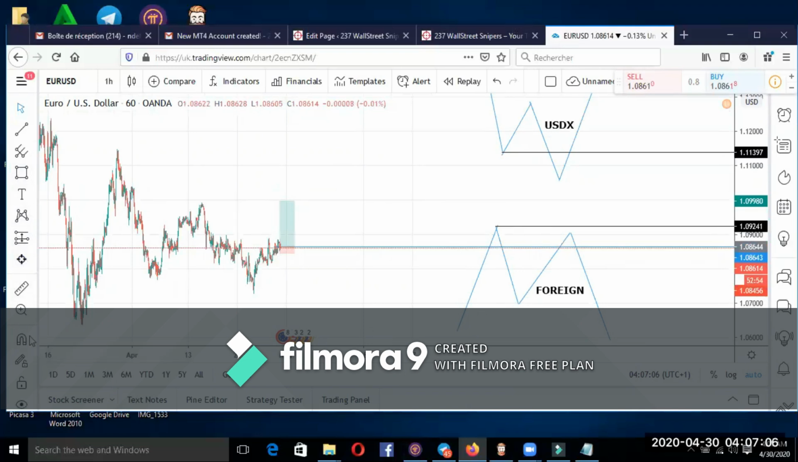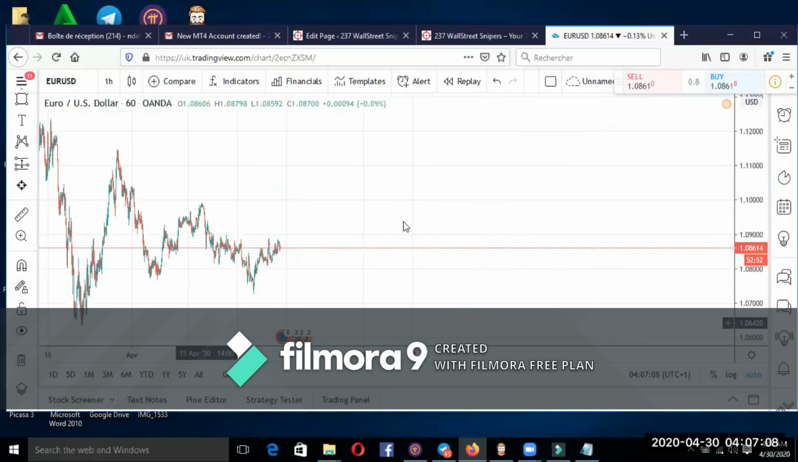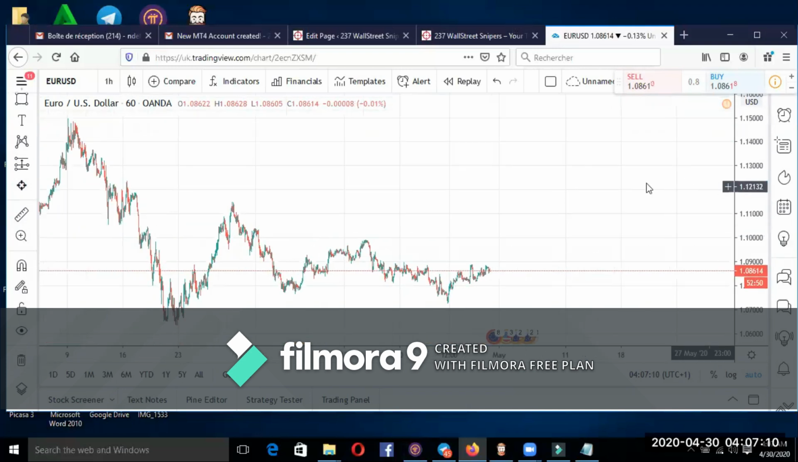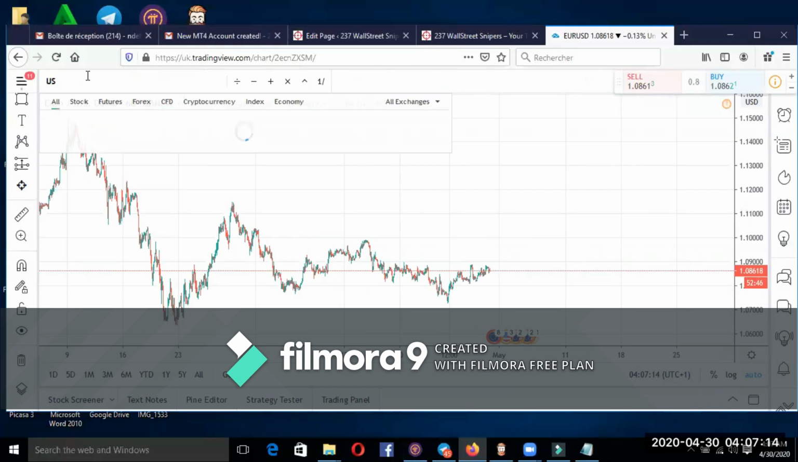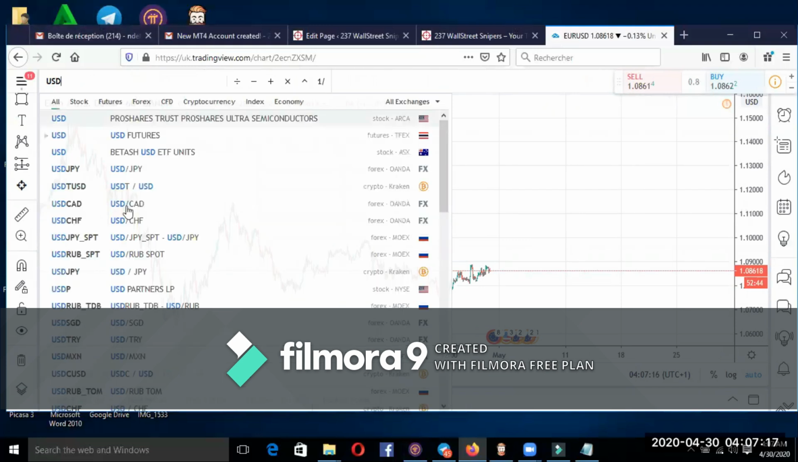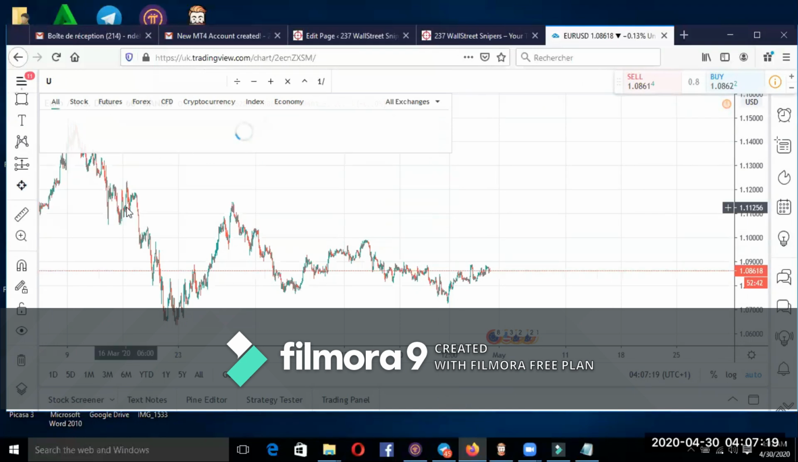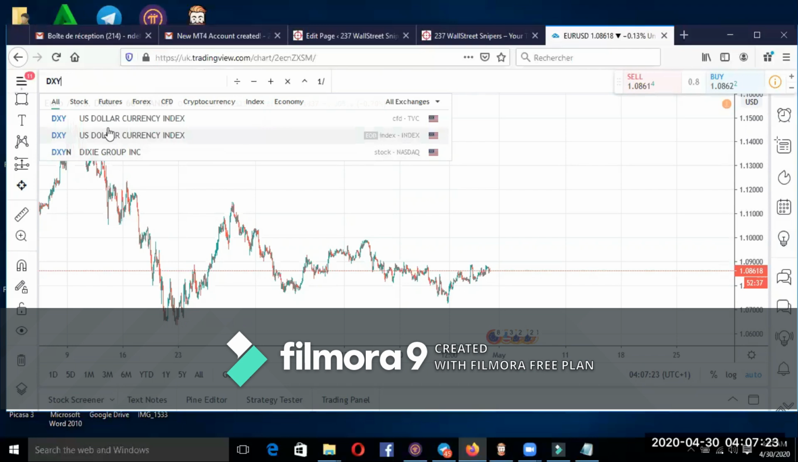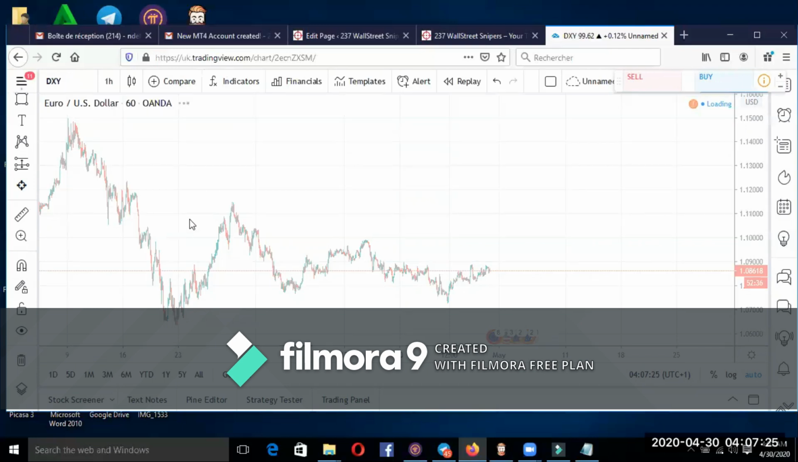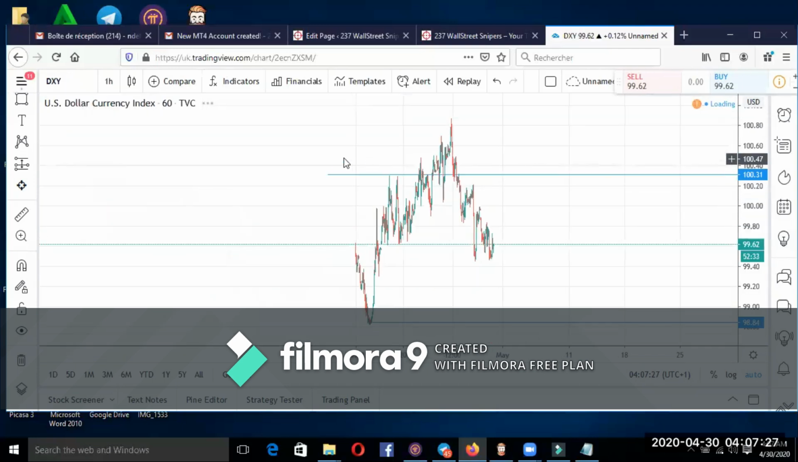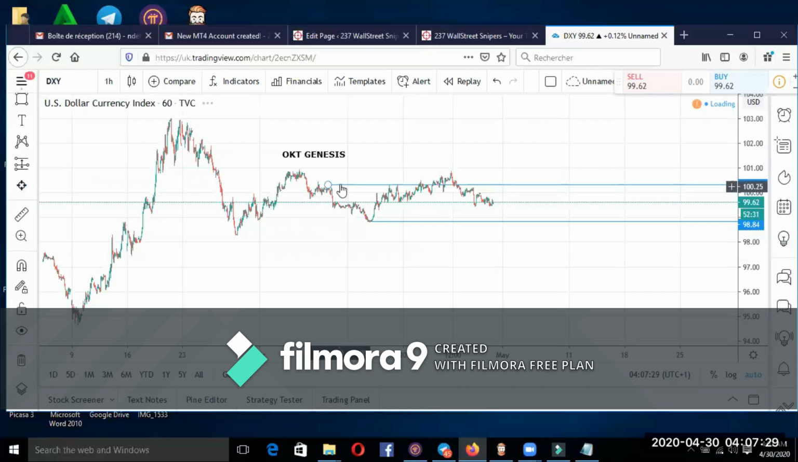Let me clean this chart up. Right now, this is what they call the dollar index, DXY.